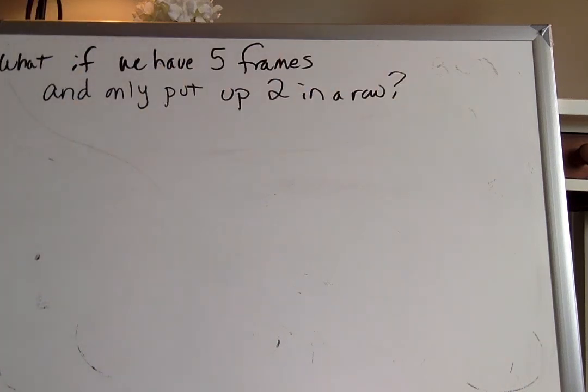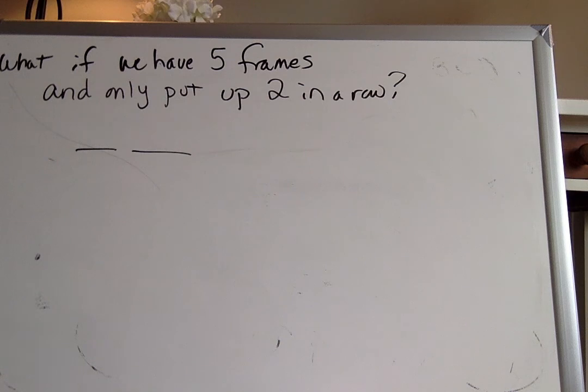Now we're starting to move to a subset. Let's say I have 5 frames and I'm decorating my room, but I only have room to put up 2 of them on the wall. There's not room to put up all 5. What if we have 5 frames and only put up 2 in a row? How many ways to do that?